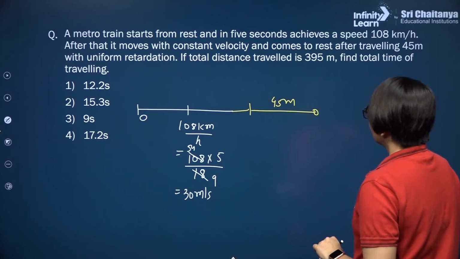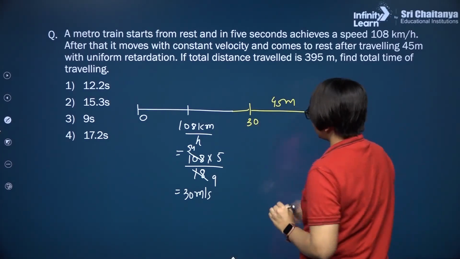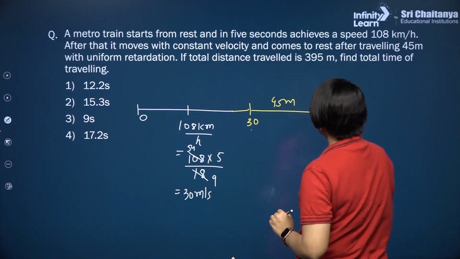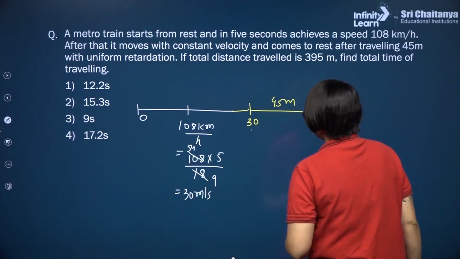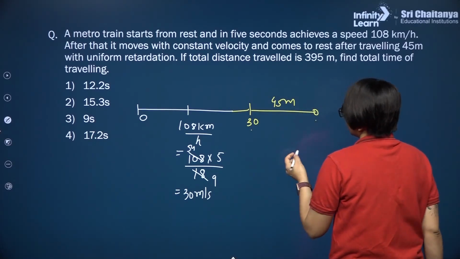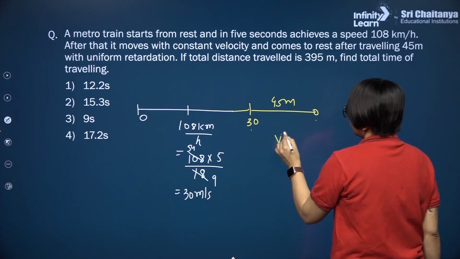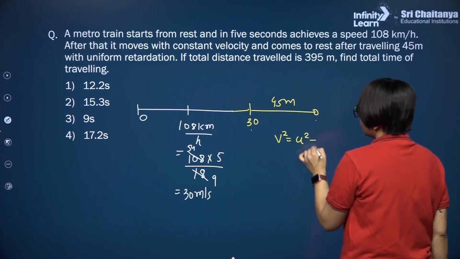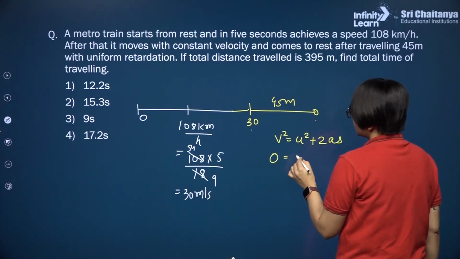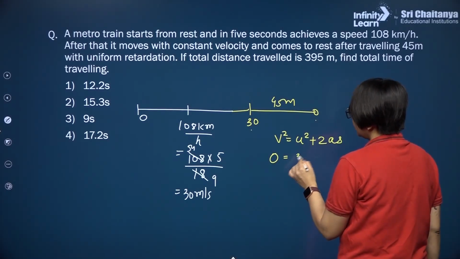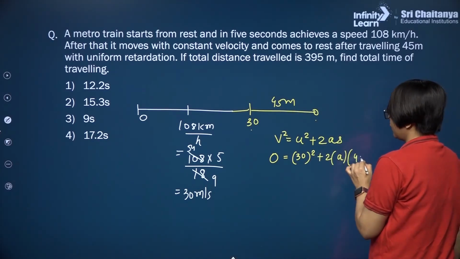So over here, in the last portion of the journey during retardation, initial velocity is 30, final is 0, and displacement is 45. So to find the time taken in this one, we use V square is equal to U square plus 2AS. So V square is 0, U square is 30 square, plus 2, S is 45.